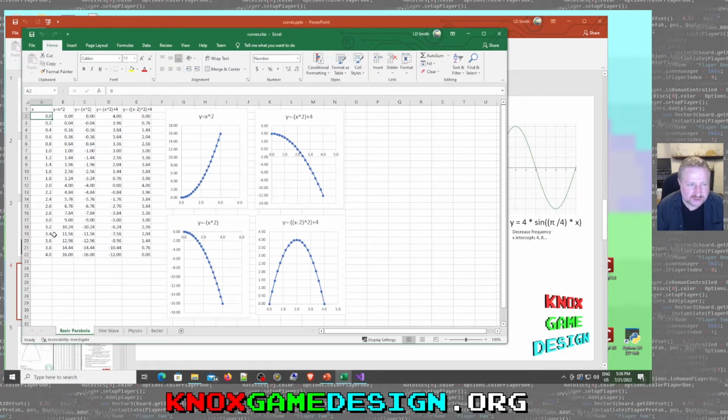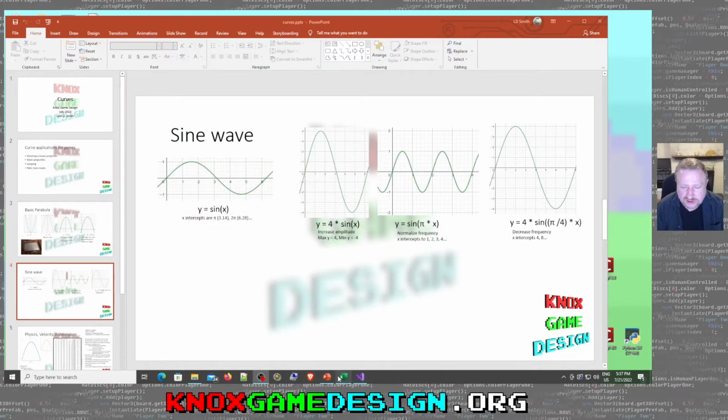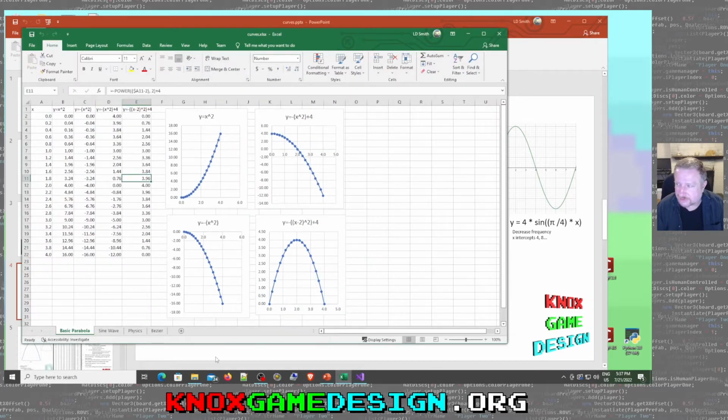So we've got X, we're going from 0 to 4. These are all just hard-coded in here. Then these are the 4 different curves that I just showed: y equals x squared, y equals minus x squared, y equals minus x squared plus 4, then subtract off the 2. So there's the formulas in Excel, and here are the different curves that we have right there. That's all well and good. That's just showing these are the values.